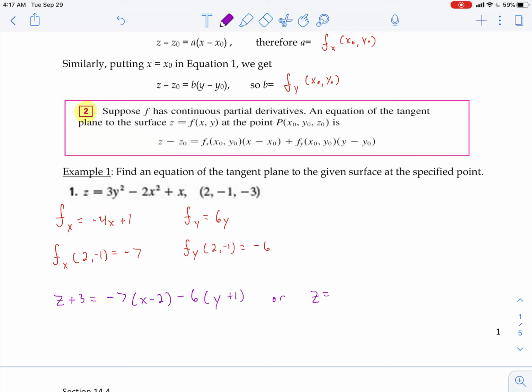So z equals -7x minus 6y. And then -7 times -2 is positive 14. Positive 14 minus 6 is, not 9, that is 8. 8 minus 3 gives me 5. And there's the equation.